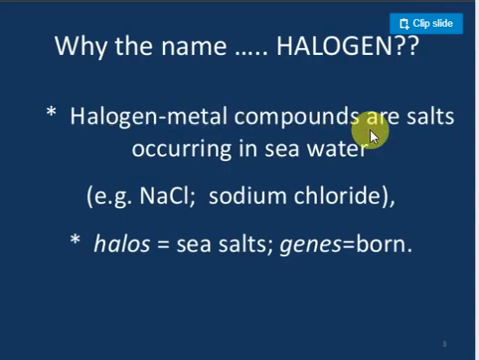Halogen metal compounds are salts, which generally occur in the sea and water. You know very well NaCl, sodium chloride, is present in the ocean. Magnesium chloride and calcium chloride produce hardness of water. Halo means salt, sea salt, and gen means former. So salt formers are called halogens. Once again, halogens means salt formers only.